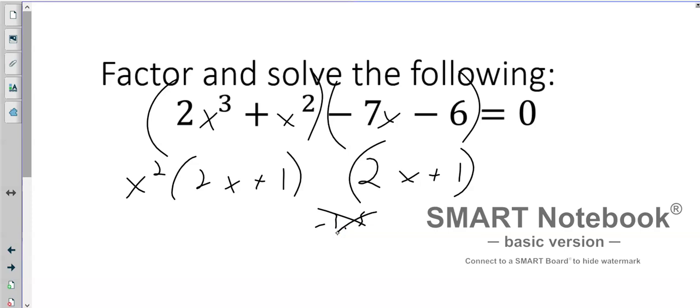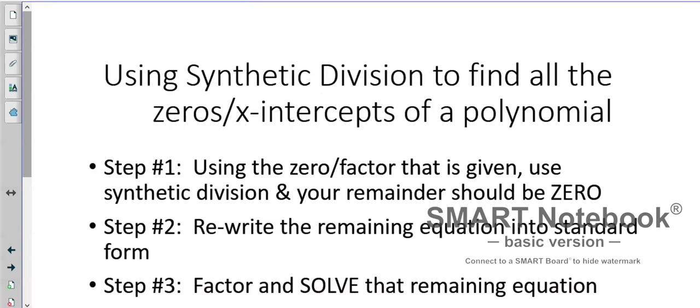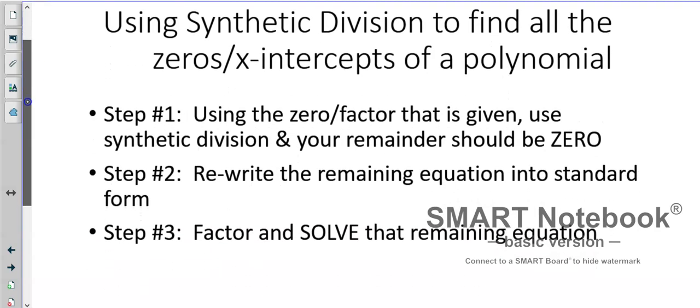And if you think about it, in the past, when factoring didn't work, we did the quadratic equation. All right. But this is not a quadratic. So what do we do? Synthetic division. Just like quadratic equation will always work, this will always work.